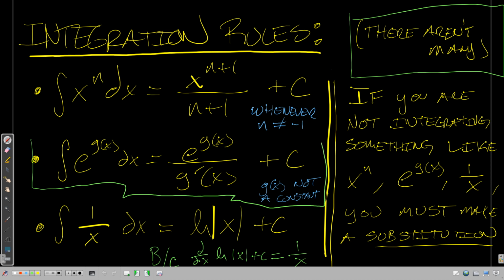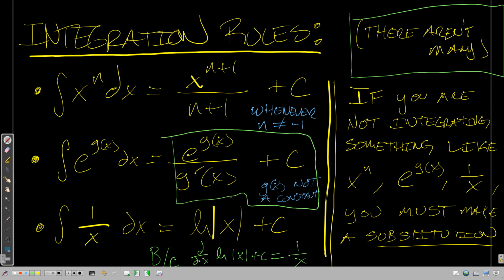And for this guy here, you can demonstrate that that's true in the same way by taking the derivative of this side. If you take the derivative of that side, then you just get e to the g of x, because e to the g of x needs the chain rule. The derivative of e to the g of x is g prime of x times e to the g of x.